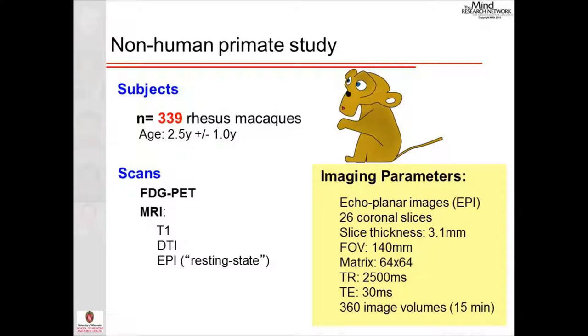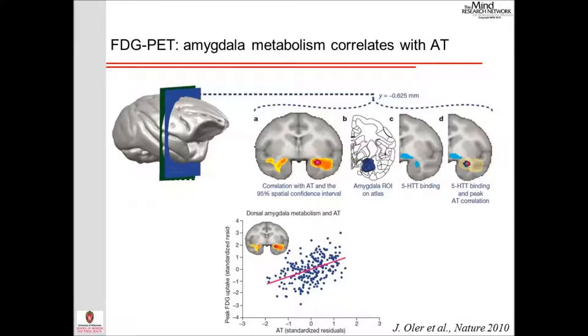They found that this region in the center, in the middle of the metabolism within this region of the amygdala, predicted the anxious temperament. So there's a nice correlation between the metabolism in the amygdala and the anxious temperament here. So what we wanted to do was look at the connectivity of that region of the amygdala and see how it varies. Again, I'm not going to go through the processing steps.